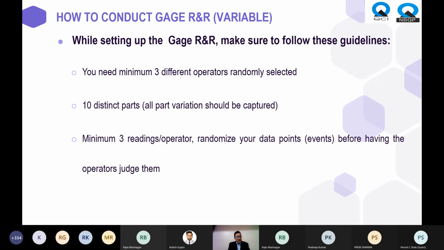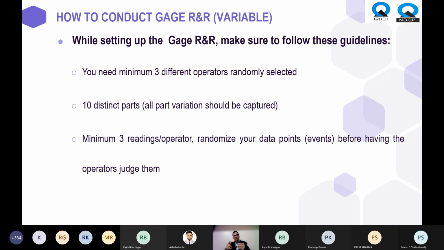So let's quickly see how to conduct a gauge R&R variable study. Here a couple of requirements are needed. First, we need minimum 3 operators: Ram, Syam and Ghanshyam, let's say. These are 3 different operators. And I need 10 distinct parts. If I'm interested in capturing the variation in the pen, I need minimum 10 pens. Not only 10 pens, there is one more parameter to it.